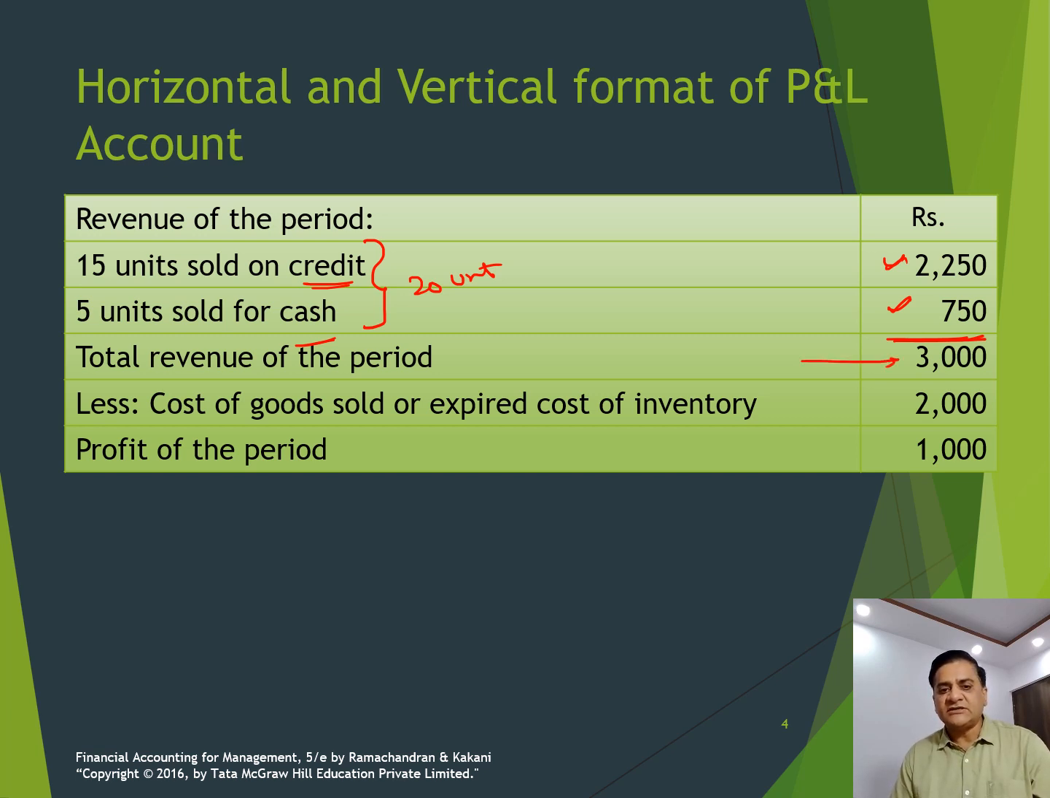Next is the cost of goods sold, assuming that there is no other cost except the purchase price. So we have sold 20 units, right? The 20 units at a cost of 100 rupees means 2000 is the cost of goods sold, which means my profit for this period is 3000 minus 2000. This would be my profit for the period. This is the way I present it in the vertical format.